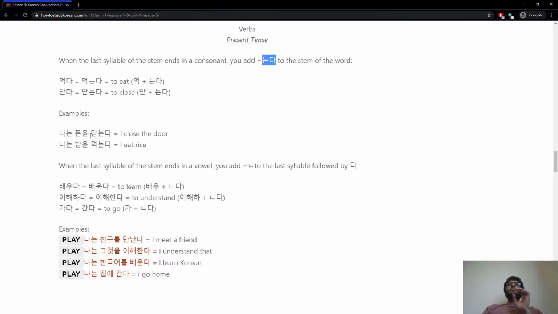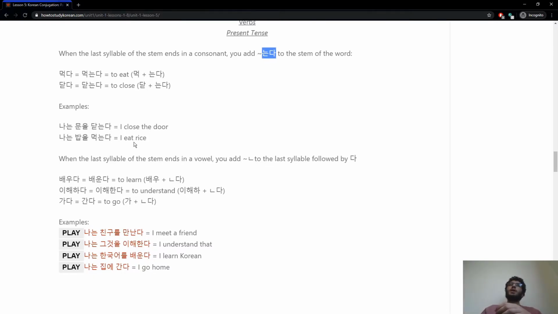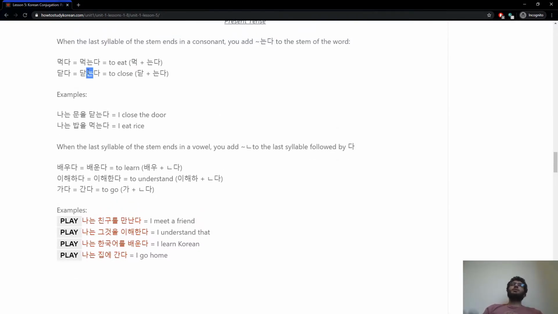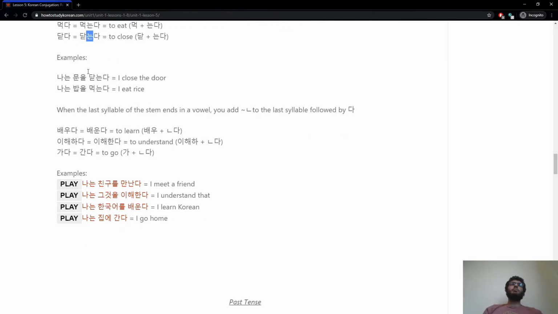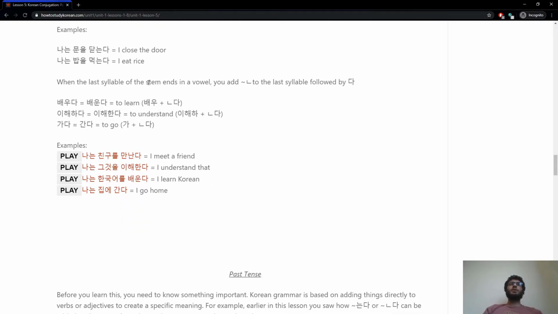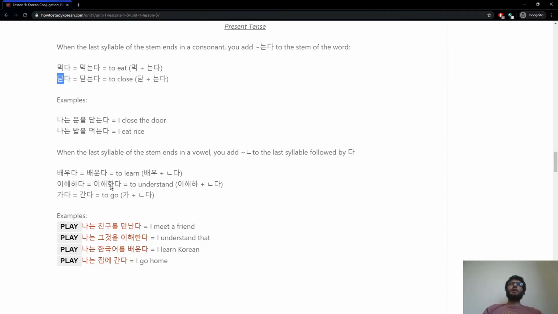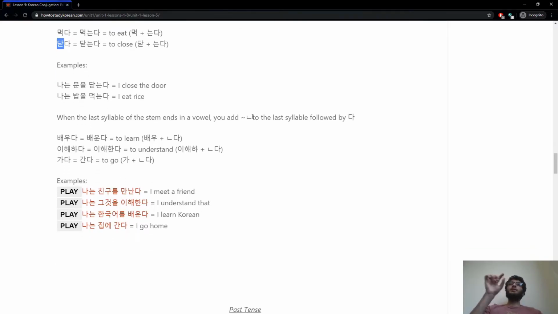So 나는 문을 닫는다. I close the door. 나는 밥을 먹는다. I eat rice. It looks like you just added basically a 는 in the middle of the word. That's if it ends in a consonant. Now if it ends in a vowel, you're going to add 니은, 타.